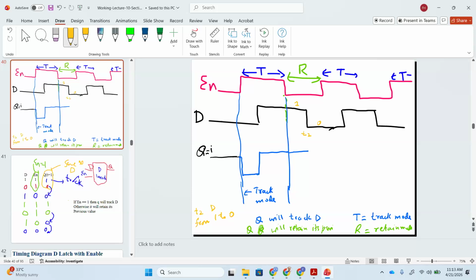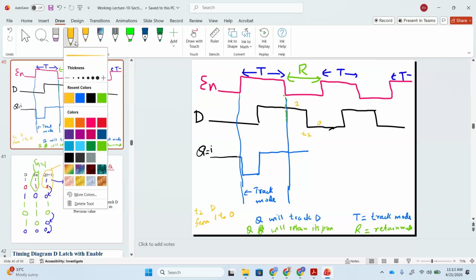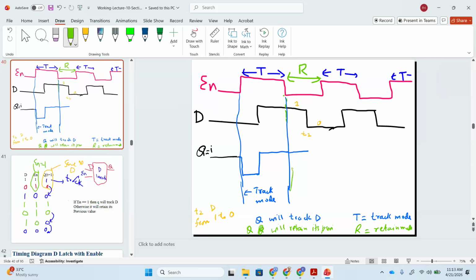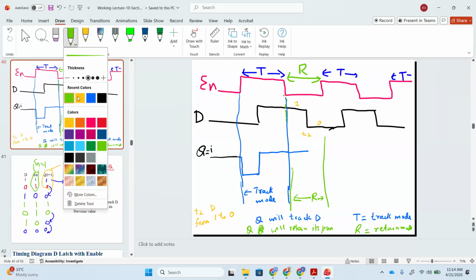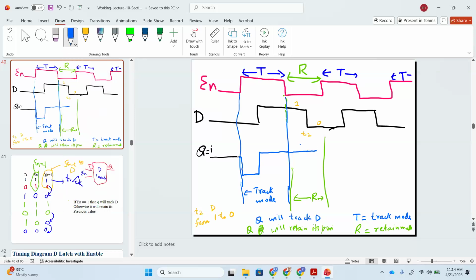So now the retain mode is shown in the green color. This is the retain mode. In the retain mode, I'm now using the blue color. So basically Q will retain its previous value. What is its previous value? Its previous value is 1.